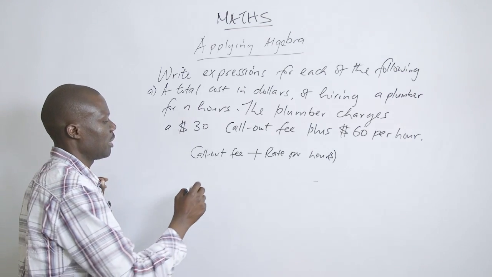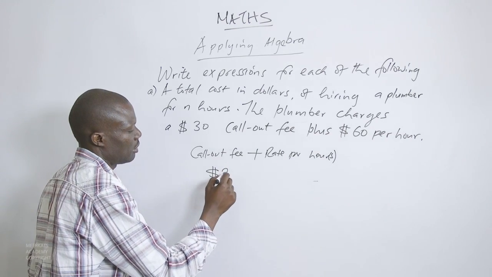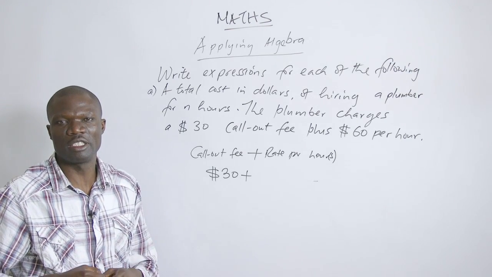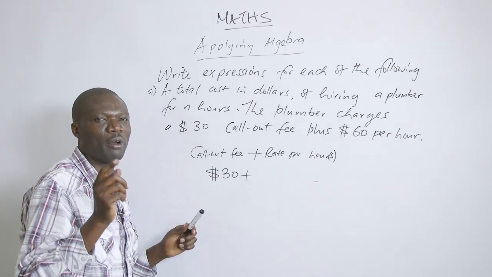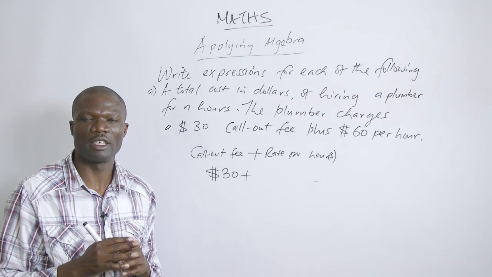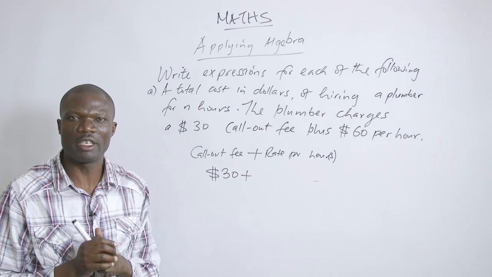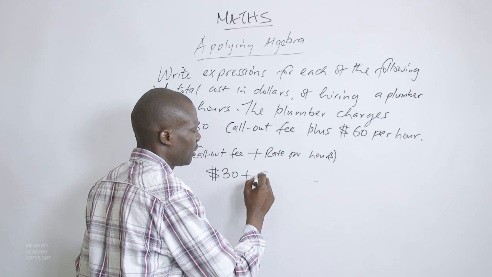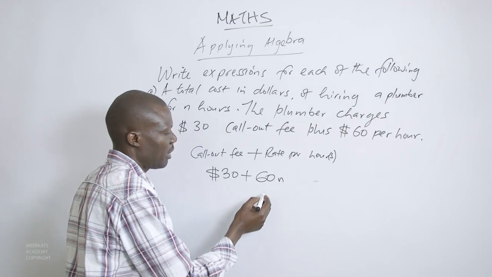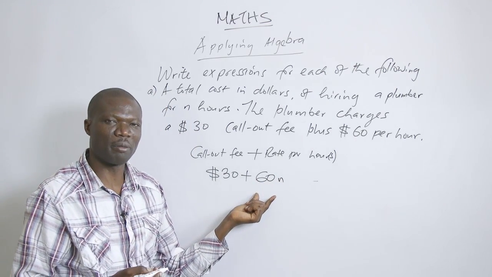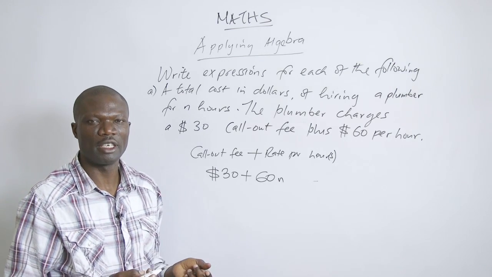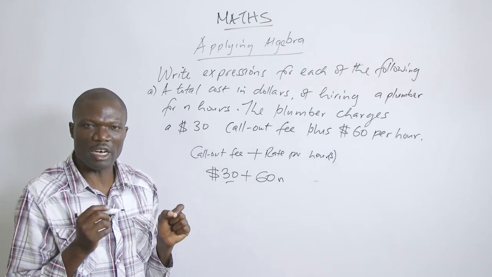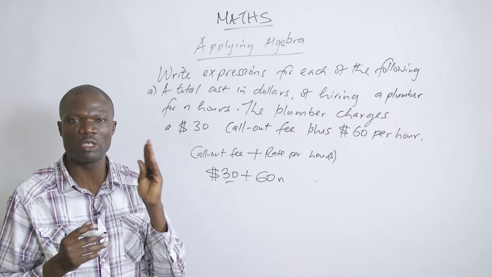So call-out fee is $30. And then how much does a plumber charge per hour? So per hour, a plumber charges $60. But this plumber is hired for N number of hours. So it will be 60 multiplied by N. So the number of hours multiplied by the rate per hour gives us the amount to be paid for working N number of hours. And then the 30 gives us what we call call-out fee, which is constant and it is fixed.